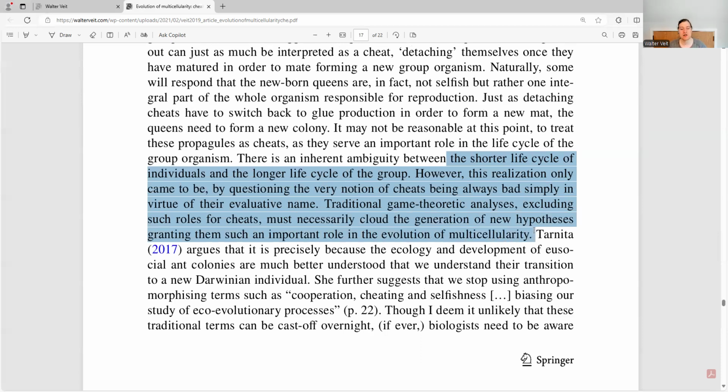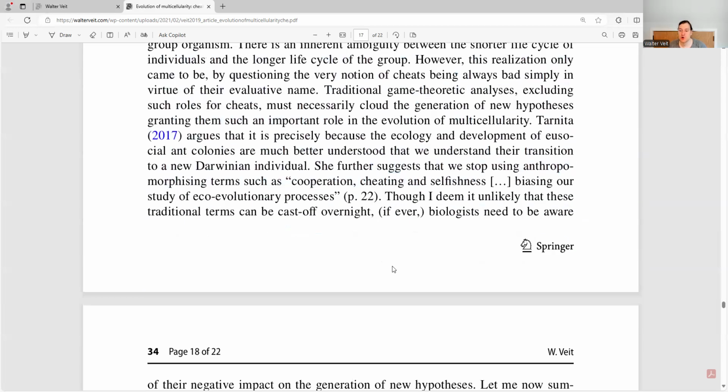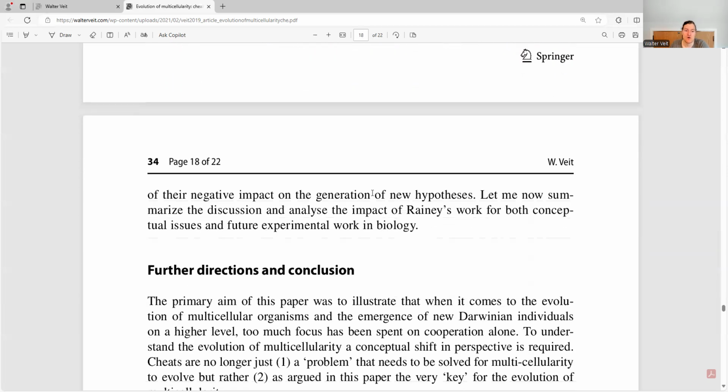Tanita 2017 argues that it's precisely because the ecology and development of eusocial ant colonies are much better understood that we understand the transition to a new Darwinian individual. She further suggests that we stop using anthropomorphizing terms such as, quote, cooperation, cheating, and selfishness, biasing our study of eco-evolutionary processes, end quote, page 22. Now, though I deem it unlikely that these traditional terms can be cast off overnight, if ever, biologists need to be aware of the negative impact on the generation of new hypotheses.